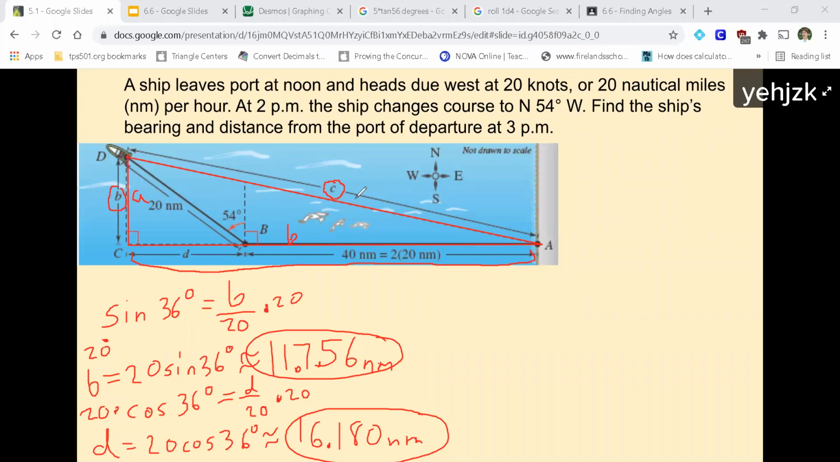So we can write C squared is equal to A squared, which we said was 11.756, plus, note that this side down here, the base, is not just 16.18. 16.18 is this distance from C to B. We want to go C all the way to A. So it's really 56.180 squared, which means C is the square root of that.